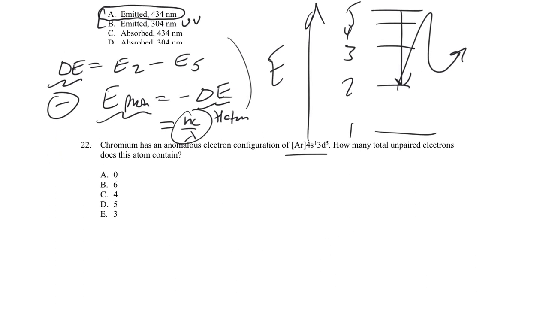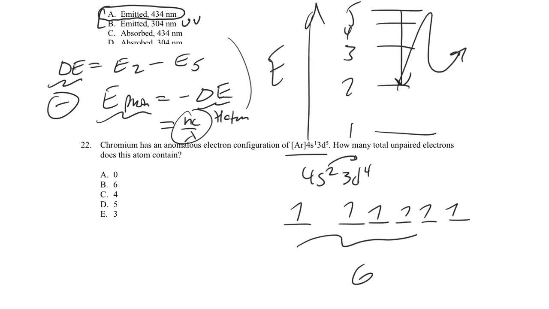Chromium has this anomalous configuration. It should have been 4s2 3d4, but it just moved one of the s electrons to the d subshell. You don't have to have memorized which atoms do this, but chromium happens to do it. So we get a 4s with 1 electron, and then a d subshell with 5, so we get 6 unpaired electrons for chromium.